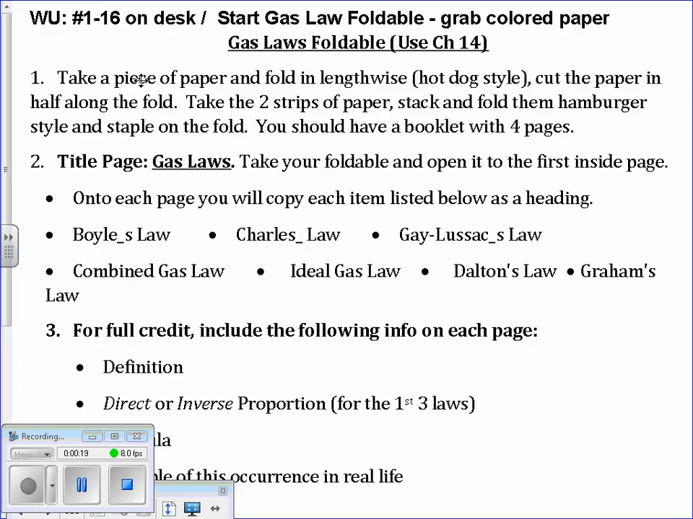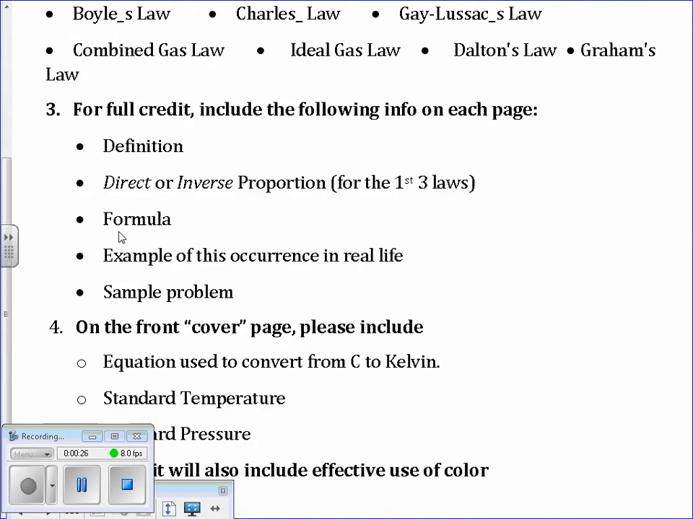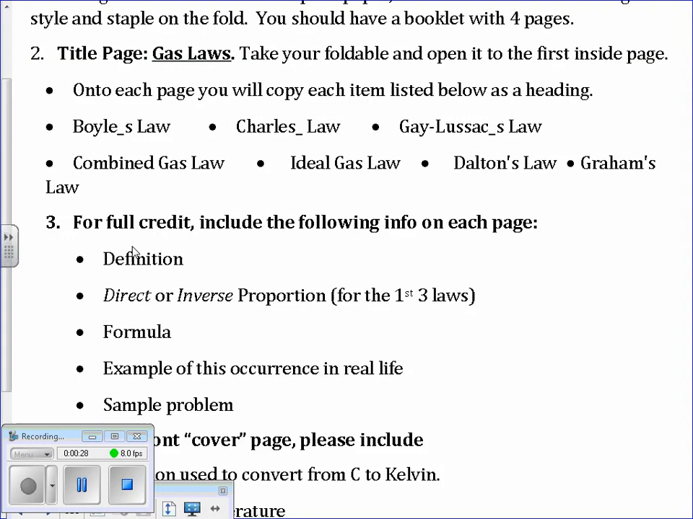Those of you who are absent today, we did about 30 minutes of the gas laws foldable, and you can see all this stuff on here. That's what we're doing. Okay, have fun.